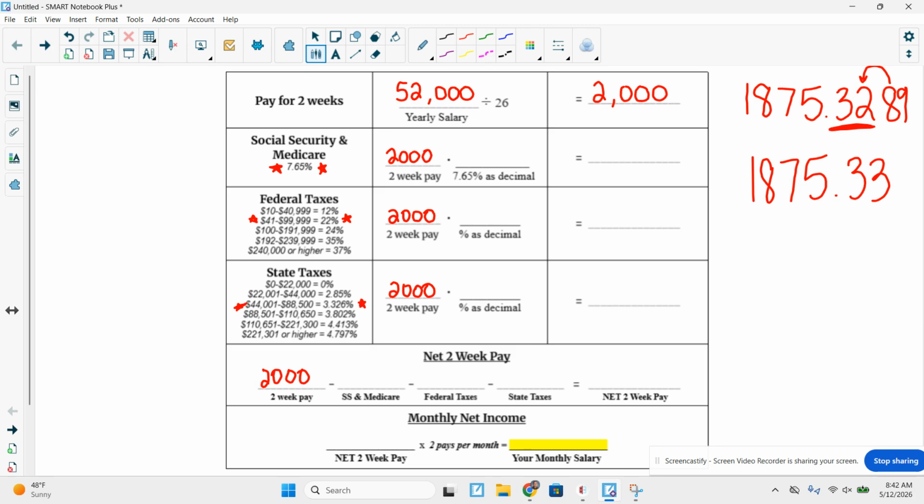Again, it's about setting it up correctly. You can go back and check your math. You'll have time today to check it. You'll have time tomorrow to check it.